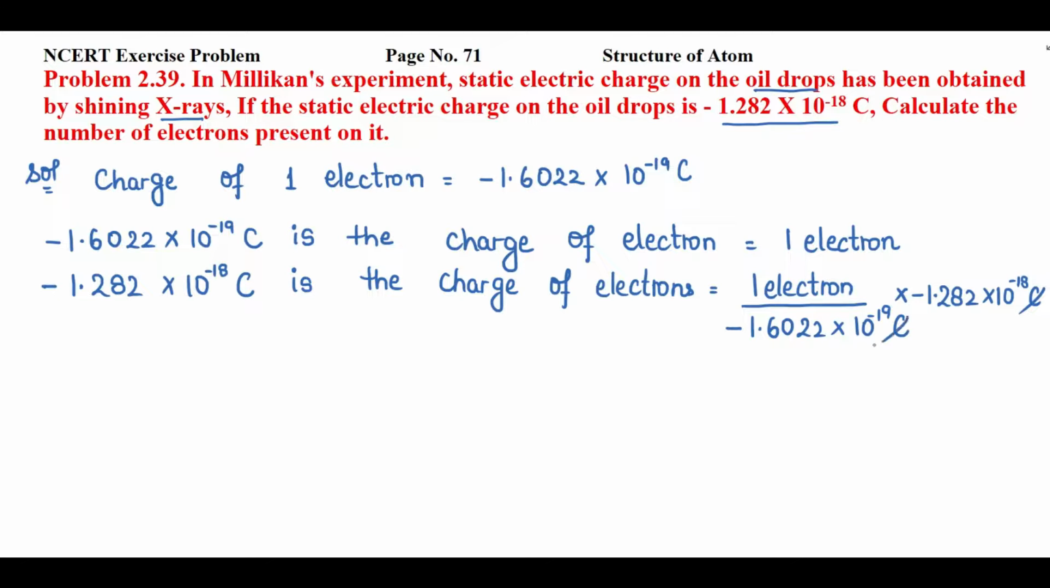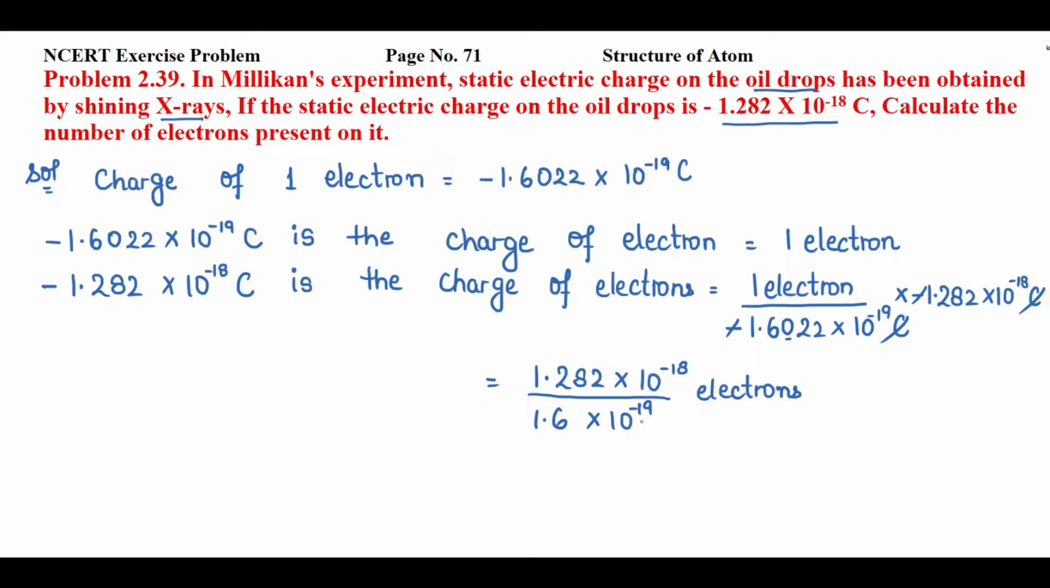I'll cancel this coulomb with this, right? Now here minus will cancel with this minus. If you see, the unit is electron only and we have to find the number of electrons in this question. I'll rearrange the value. So 1 into 1.282, it will be 1.282 into 10 raised to power minus 18 divided by, I'll round up this value. Here I am having 0, that is less than 5, so I'll write 1.6 as it is, right? Into 10 raised to power minus 19 units electrons only.